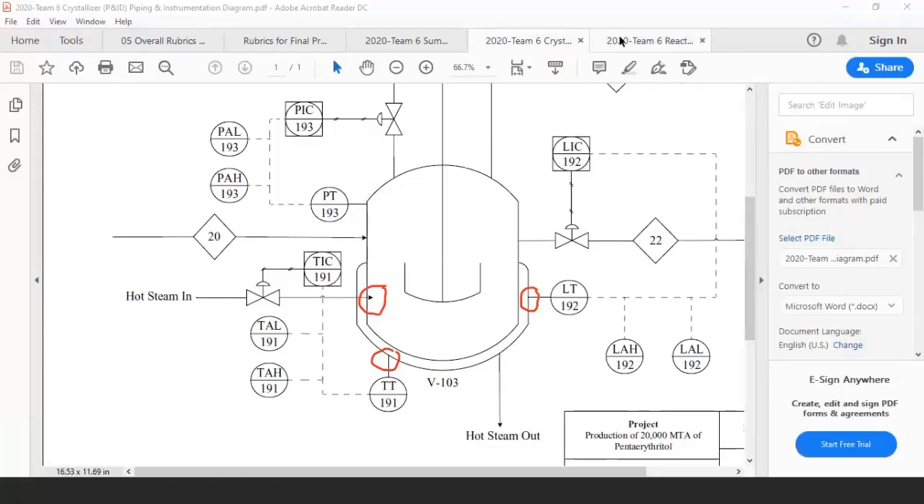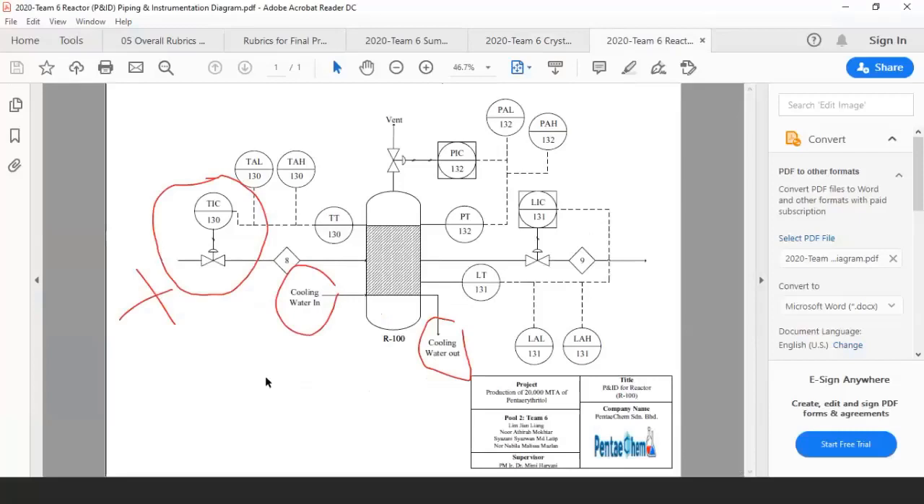Okay, next part, yang ni you share juga. Yang ni you punya R100. You nak control temperature, right? Temperature inside R100 kan? Tapi you manipulate flow in temperature ke? You manipulate flow in punya apa? Suppose you manipulate cooling water kan? Cooling water tu tak ada apa-apa kat situ. Cooling water.